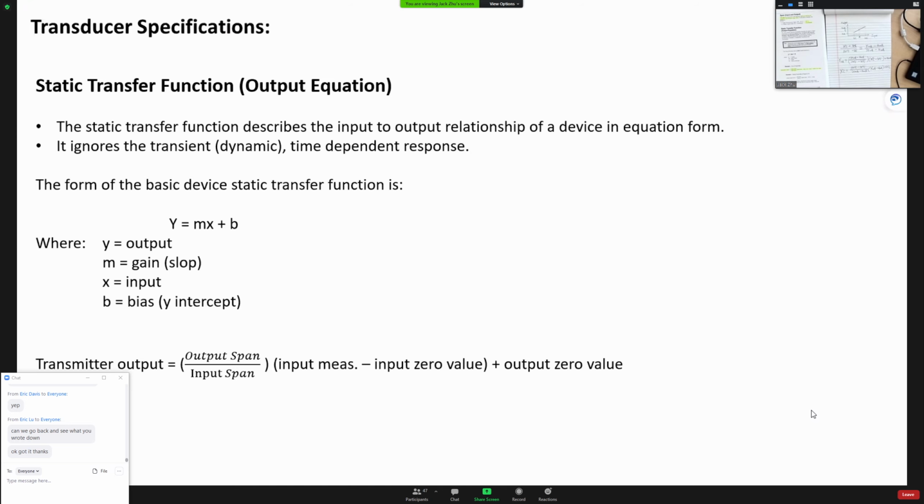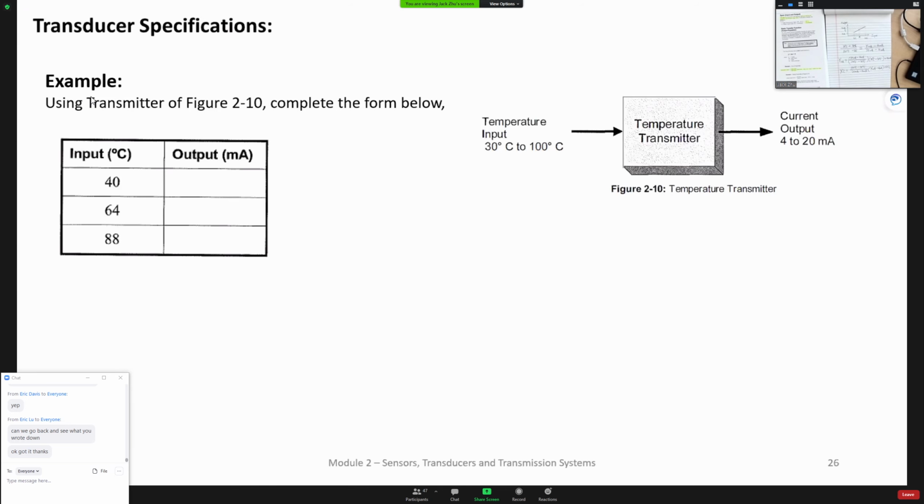Now let's see. Can you find out at 40 degrees? Oh yes, there's a lot of calculation we're going to make you do. I believe I might have a worksheet. I will upload it onto D2L. Can we try this one? At 40 degrees, what will be the output milliamps?